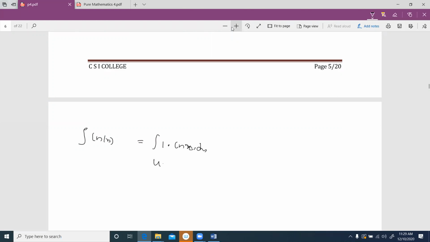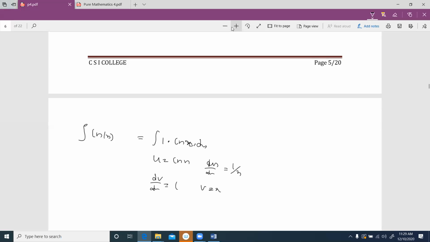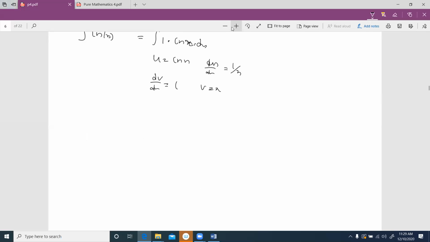Then we will consider u as ln x. Therefore, du by dx becomes 1 over x. Then dv by dx is equal to 1. Therefore, v becomes x. If you use this formula, uv, u is ln x, v is x, minus integration of v du by dx, x times 1 over x. So this turns out to be x ln x minus integration of 1, that is x ln x minus x, the final answer for that.